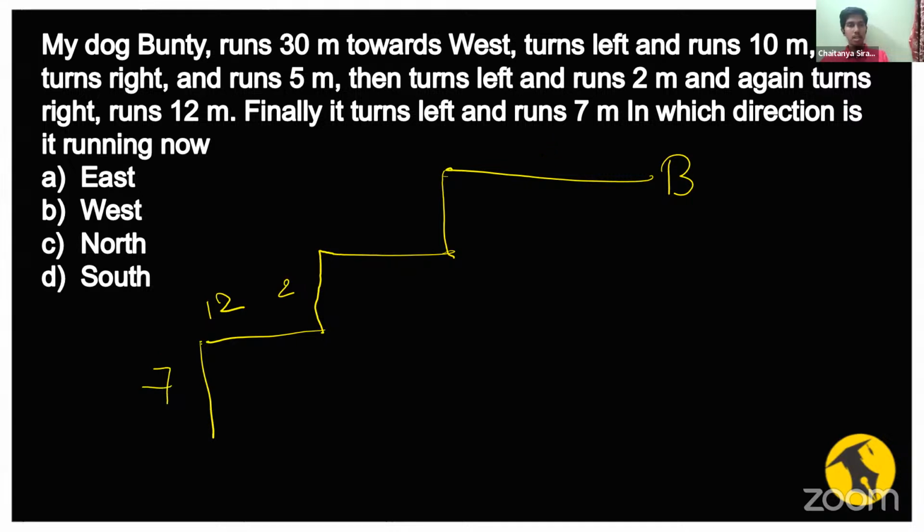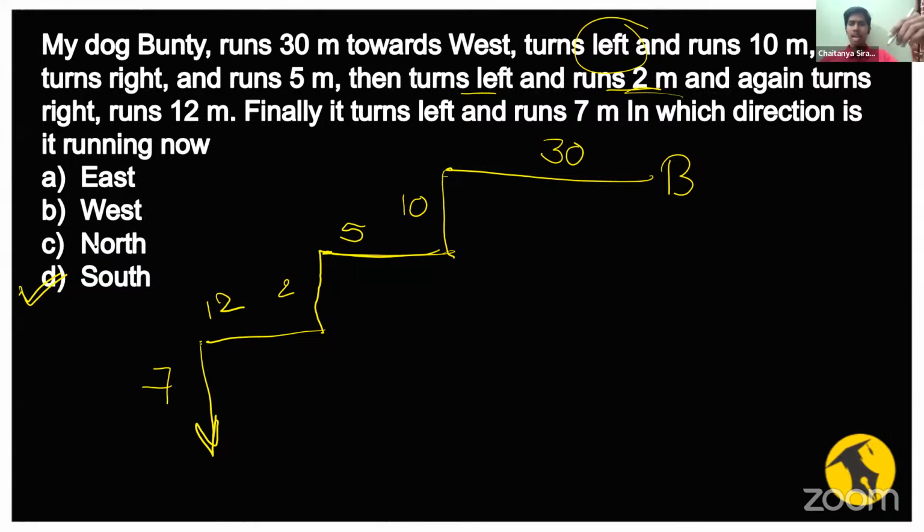Alright, he started with 30 meters towards west, then 10 meters after a left turn, so 10 meters towards south. Then he took a right towards west, 5 meters, then 2 meters after taking a left, that means towards south, then right and 12, and left and 7. So now they are asking in which direction it is running now. So it's running towards south. So the correct answer is option D.